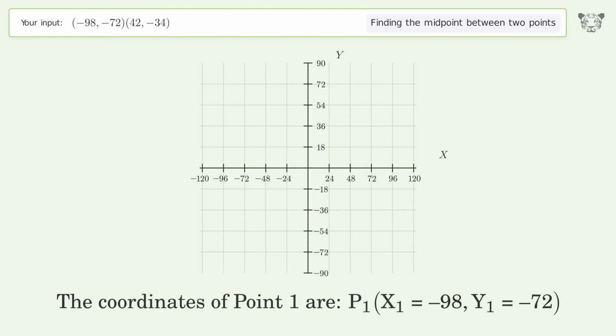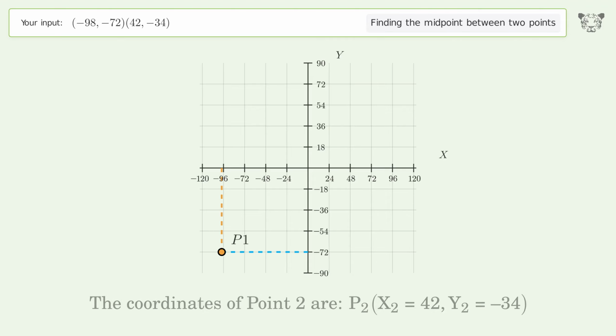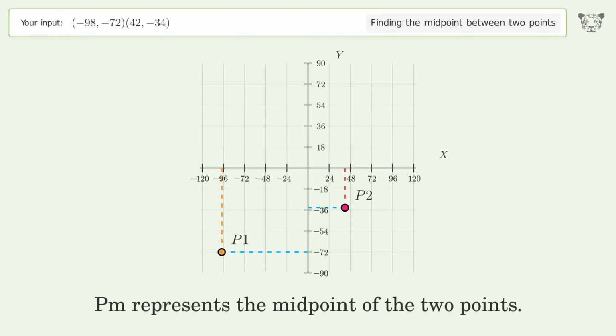The coordinates of point 1 are, x1 equals -98, y1 equals -72. The coordinates of point 2 are, x2 equals 42, y2 equals -34. PM represents the midpoint of the 2 points.